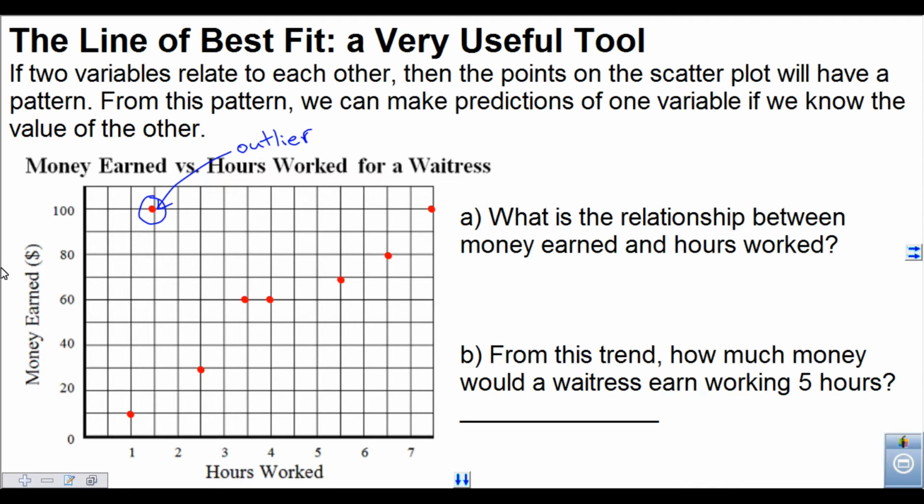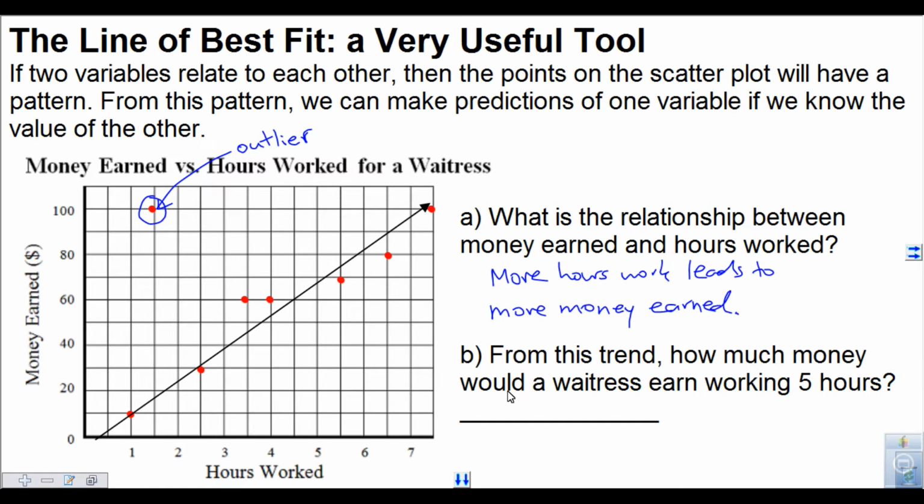When I see the dots, I can see them going upwards like this. So I can try to trace along and then draw a line like so. Again, there are some dots above the line, some dots below the line, and that's fine. But it goes in the same direction as those dots. So from looking at this pattern, what is the relationship between money earned and hours worked? Well, more hours worked leads to more money earned.